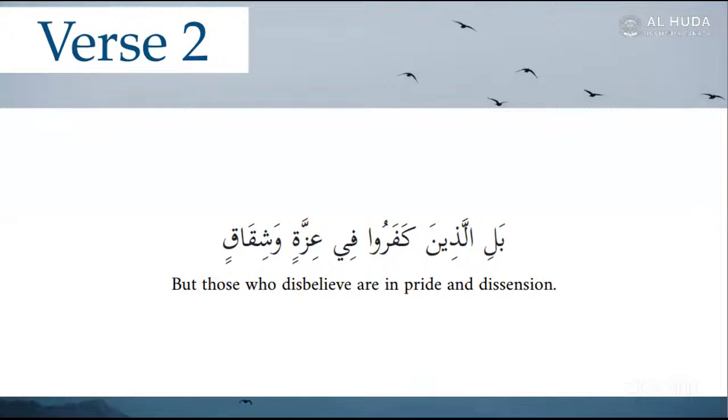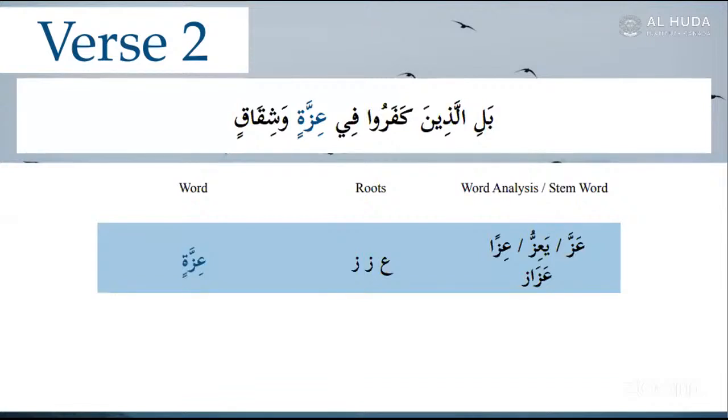Balil ladina kafaru, but those who disbelieve from amongst the people of Makkah, fi izzah, are in pride, wa shiqaq, and dissension. The term izzah from the root letters ain zai zai, right? Azza, ya'izzu, izzan. It's used in the meaning of upper-handedness and also fame and pride. Opposite of dhul, dhal, lam, lam. Dhul is used for lowliness.